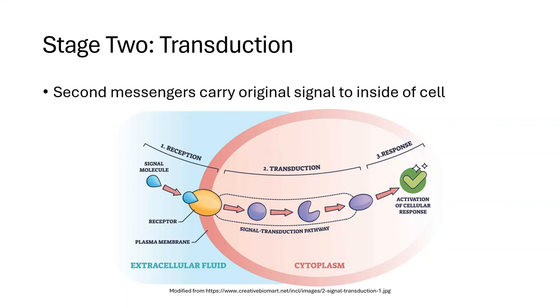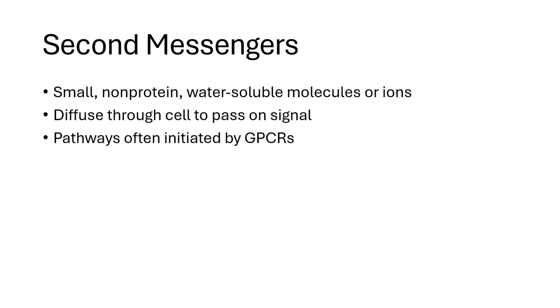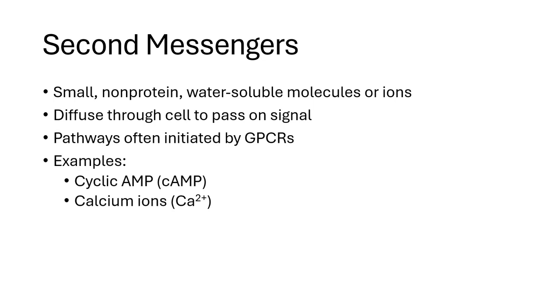Let's talk now about what happens inside the cell. So signal transduction is passing the message on inside the cell, and this is done by second messengers. Second messengers are small water-soluble molecules. They have to be water-soluble so they can float around in the cell. They diffuse, so they're not actively carried anywhere. And a lot of times they're activated by those GPCRs we talked about. Some examples are cyclic AMP and calcium ions. Those are the really big examples.